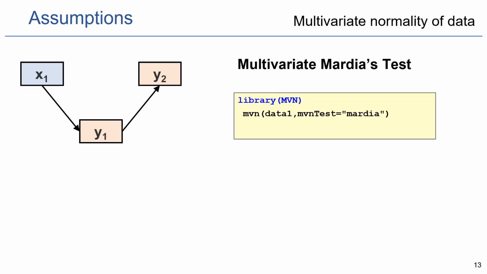We can use for this the multivariate Mardia's test, and we have the package named MVN that allows us to do this. So when you install the package, we can use the function mvn on our data, and this package has quite different tests that can be applied here. So we specify the mvn test argument equals Mardia.